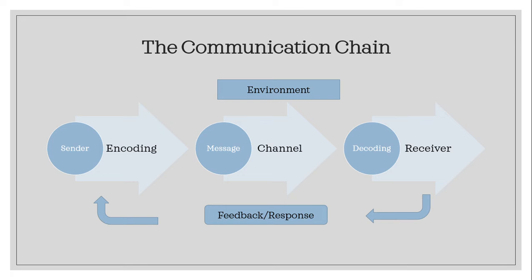So what is the communication chain? The communication chain involves the elements that have been shown here on your screen. So first is the sender. There has to be a sender. The sender sends a message, and the message travels through a channel. The surroundings of the channel are called the environment. Then the message is received by a receiver, and the receiver then processes the message. The process is called decoding. And after receiving the message, the acknowledgement that is given to the sender is called feedback or response. Let us understand these phases one by one.